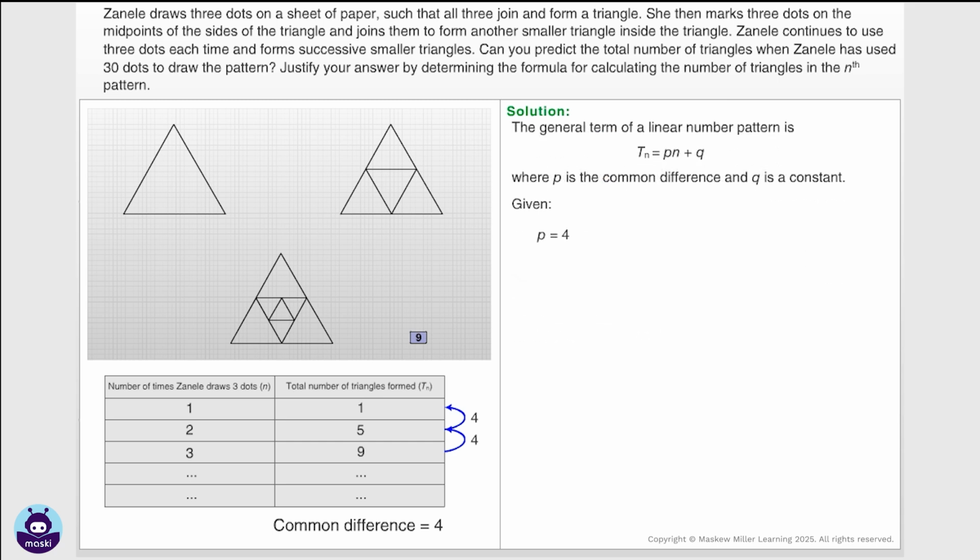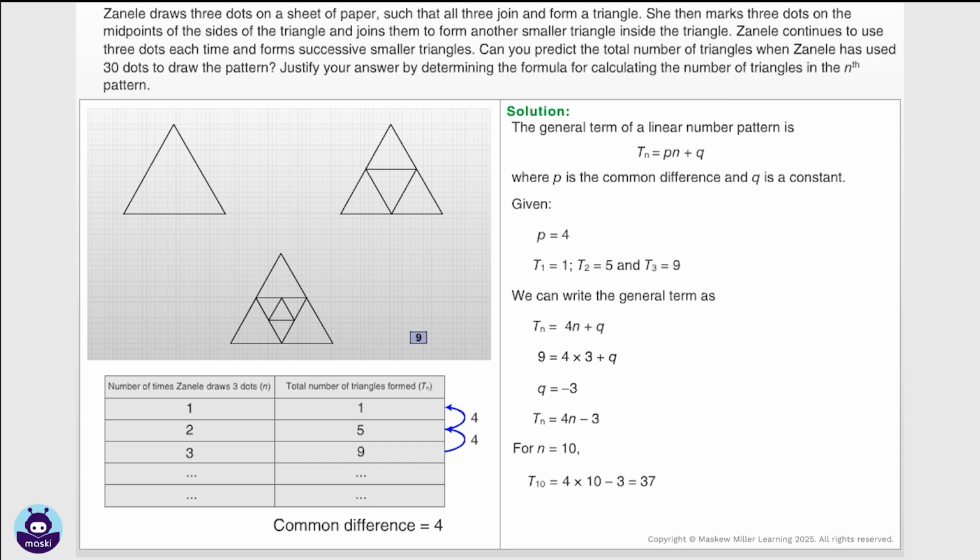Here, P is equal to 4, T1 equals 1, T2 equals 5, and T3 equals 9. We can write the general term as Tn equals 4n plus Q. 9 equals 4 times 3 plus Q, so Q equals -3. Tn equals 4n minus 3. n equals 10, so T10 equals 4 times 10 minus 3 equals 37. Hence, Zanele is able to form 37 triangles when she uses 30 dots.